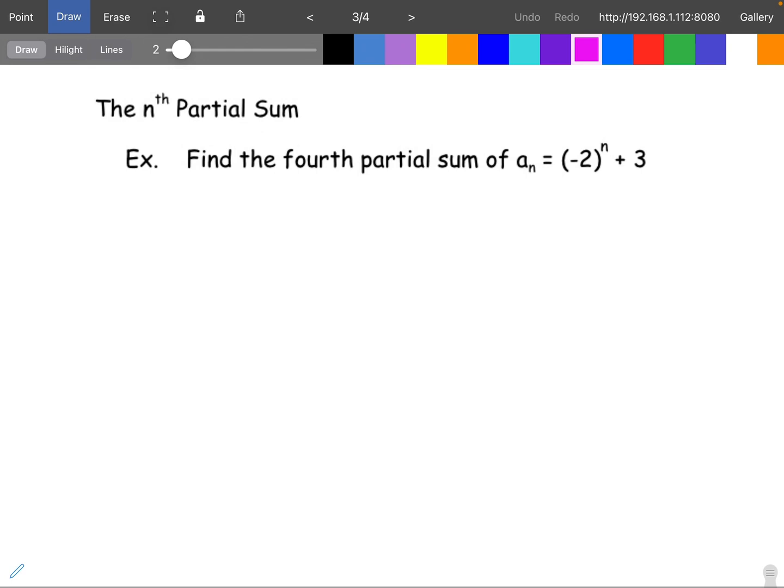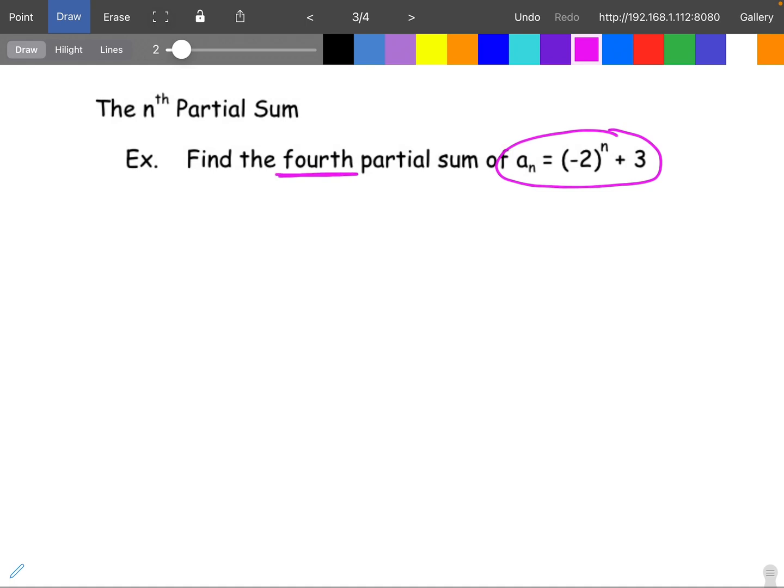Now the next one, we are trying to find a partial sum. So it says the nth partial sum. That means it's going to tell us to find the sum of the first however many numbers. So if it's the third partial sum, then we're finding the sum of the first 3 terms. If it's the 10th partial sum, then we're going to add together the first 10 numbers in the sequence.